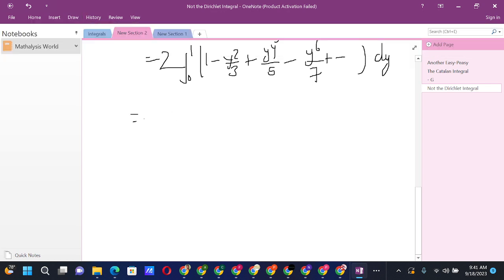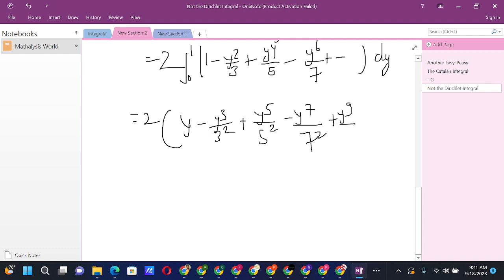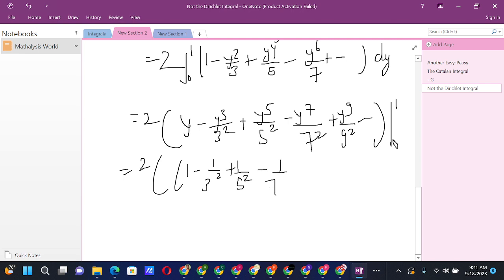And that gives us 2 times, first let me integrate, y minus y cube by 3 square plus y to the power 5 by 5 square minus y to the power 7 by 7 square plus y to the power 9 by 9 square and so on. And this is from 0 to 1. And now we can evaluate this at 1 and 0. At 1, it's 1 by 1 minus 1 by 3 square plus 1 by 5 square minus 1 by 7 square plus 1 by 9 square. And at 0, this will all go to 0.